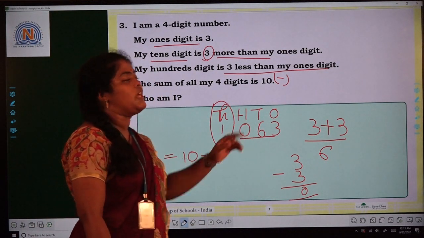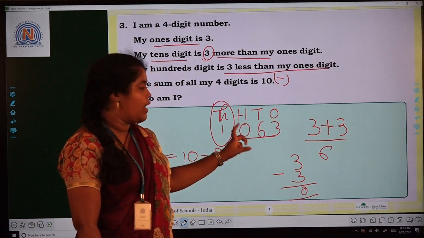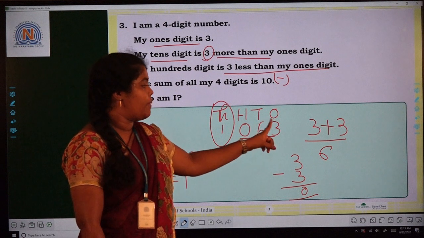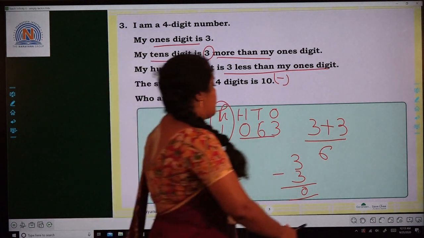The answer is 1063. Now we have to check: 1 plus 0 is 1, 1 plus 6 is 7, 7 plus 3 is 10. It is the number.